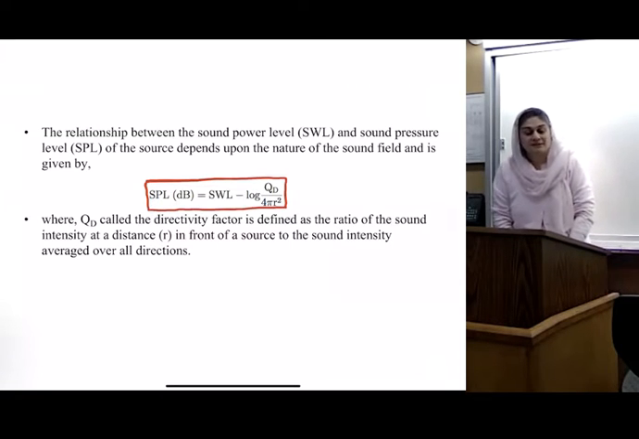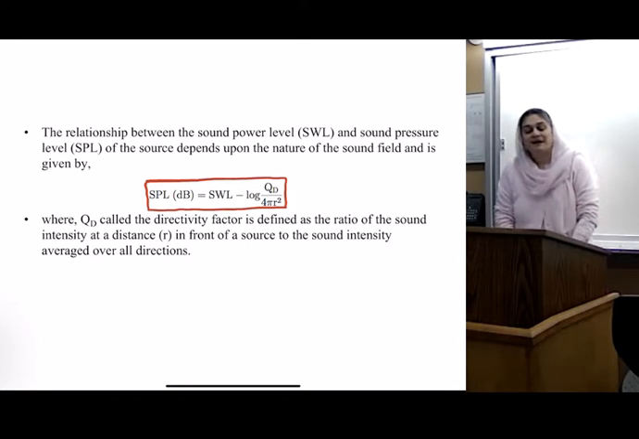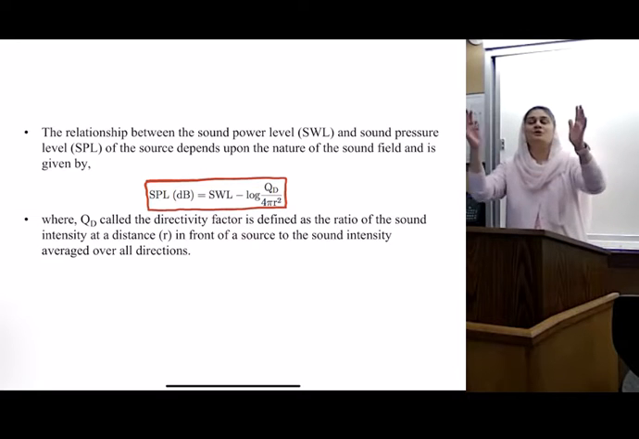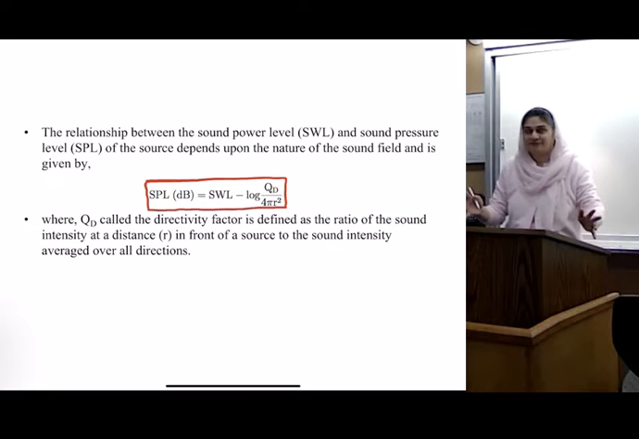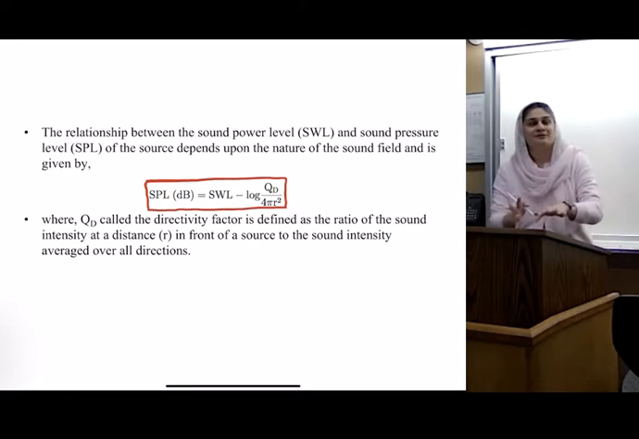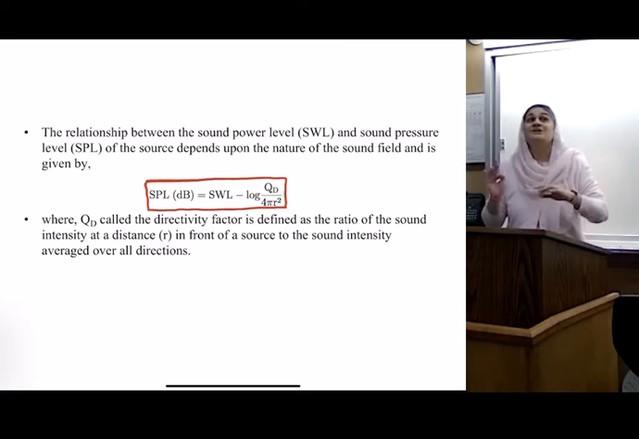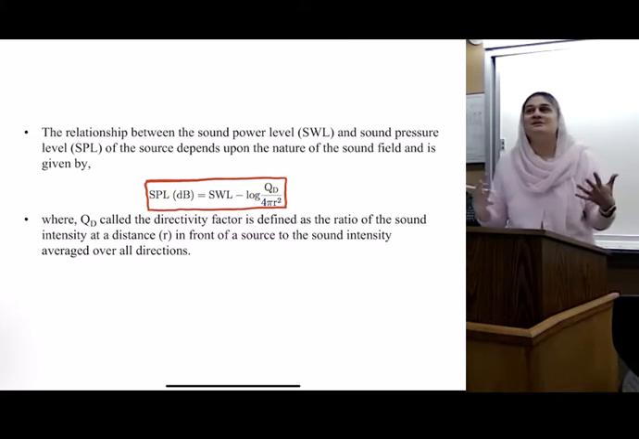where QD is the directivity factor, defined as the ratio of the sound intensity at a distance R in front of the source to the sound intensity averaged over all directions. Now that's a very fancy terminology. I want you to write this formula down and I'll explain in a second. Luckily for us, somebody else has done the work for us and given us QDs.